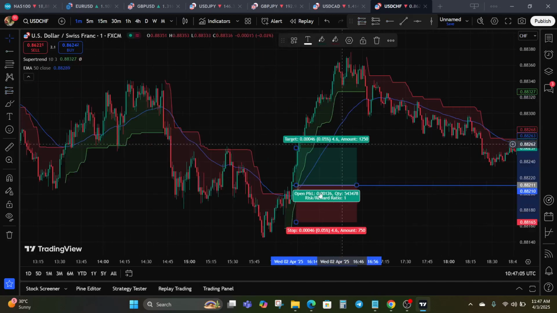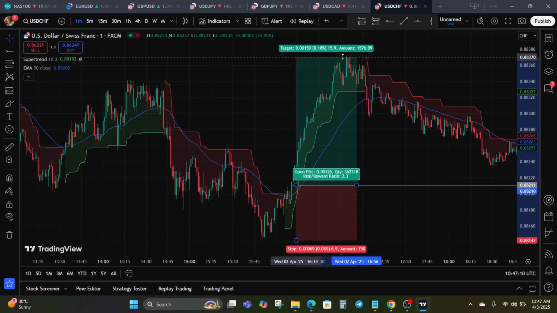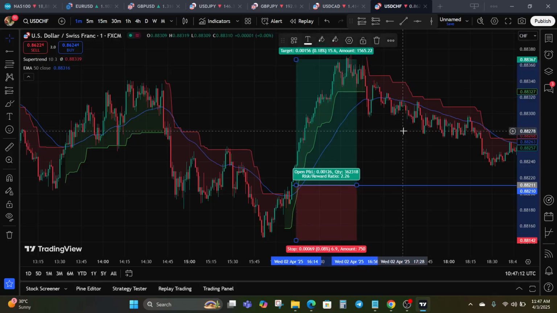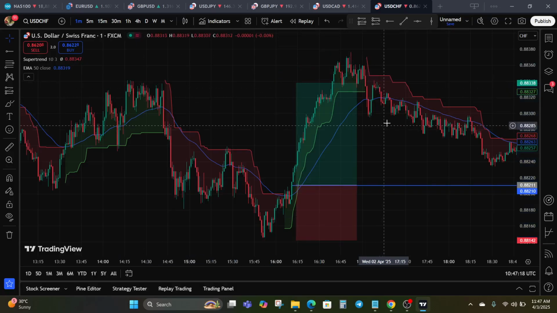Then you can set your stop loss below the previous swing low, and your take profit can be around the next key resistance zone. The next key resistance zone can be for your take profit.